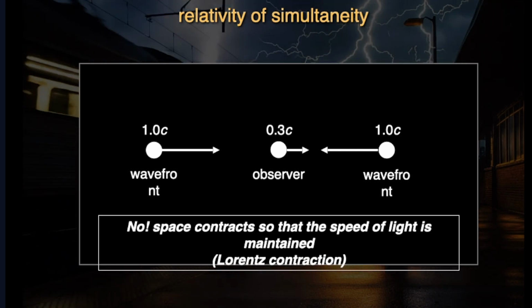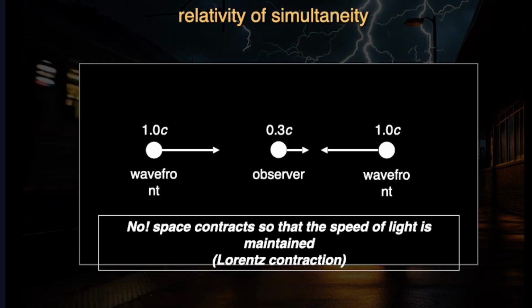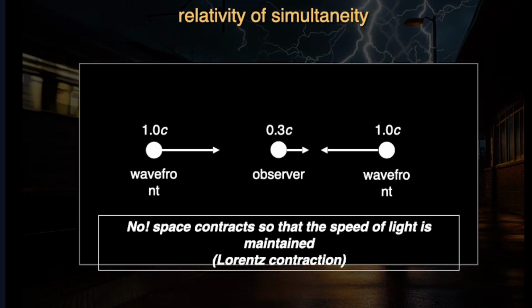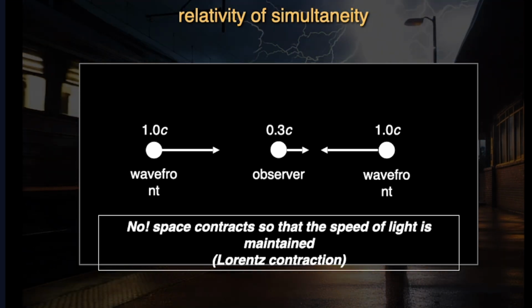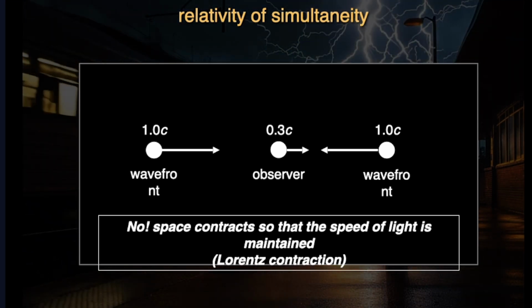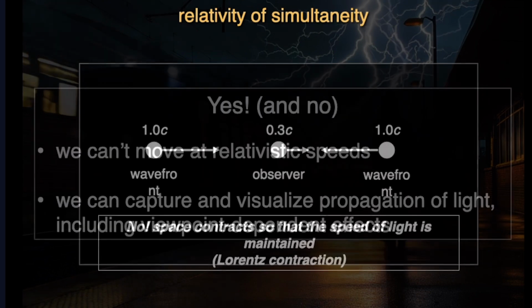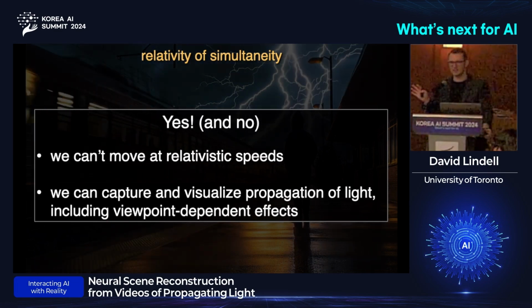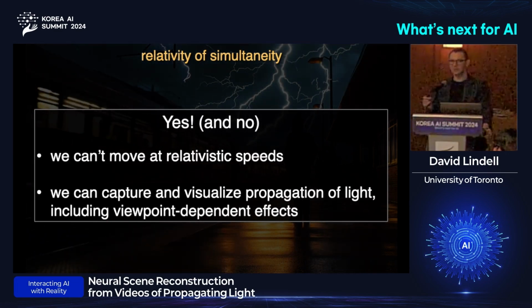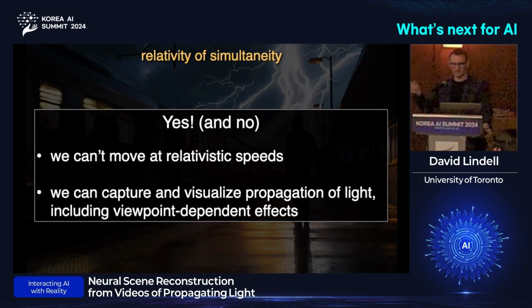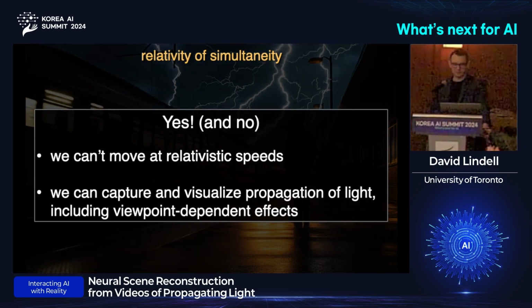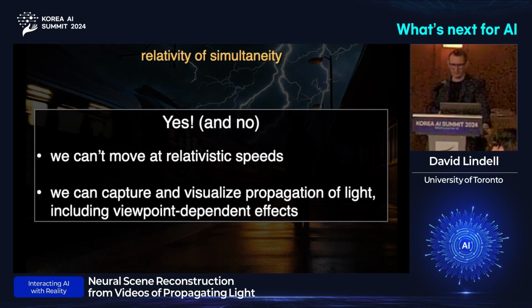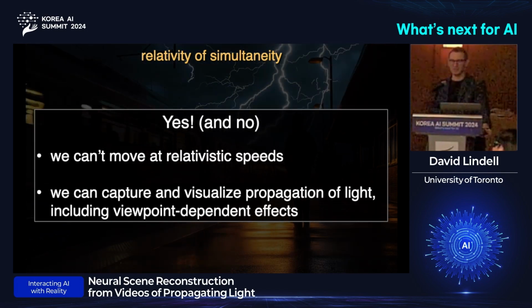And to accommodate this, space-time actually constricts and contracts to preserve the speed of light. So as you travel at close to the speed of light, space-time in front of you starts to contract so that the speed of light is maintained. And that's called Lorentz contraction. So this is an effect that we can't hope to capture physically. We can simulate it, and we, in fact, show some of that in our paper. But this is just one effect, actually, of a few relativistic effects that we can't capture.